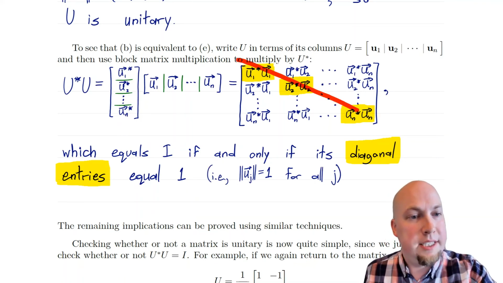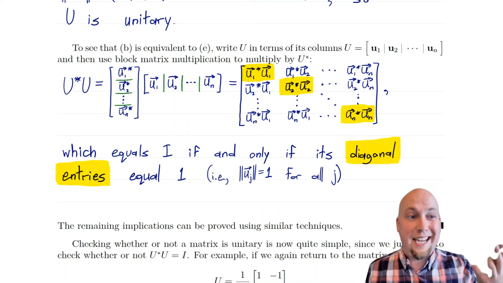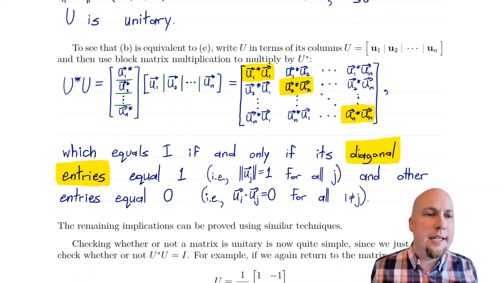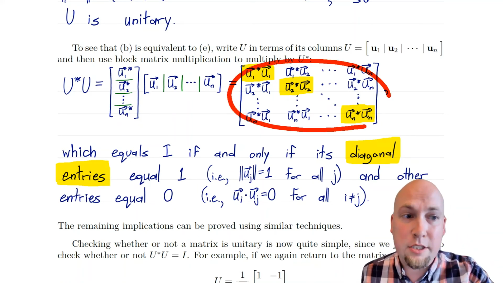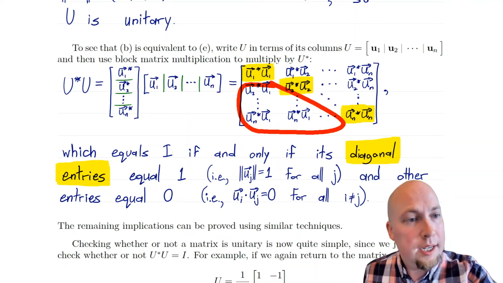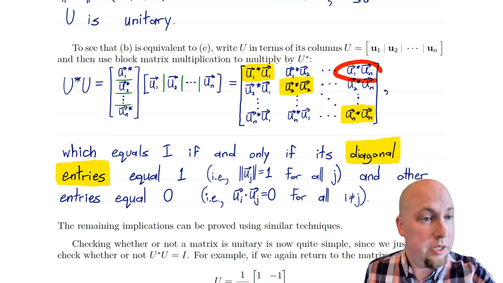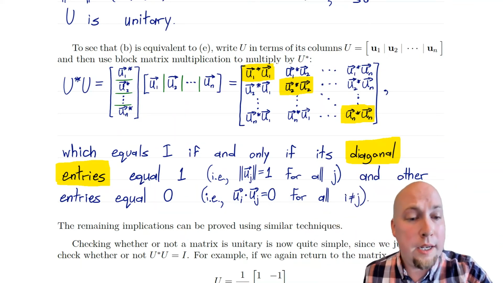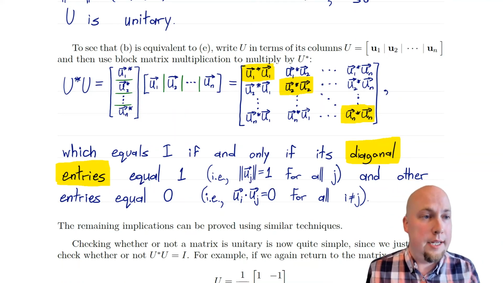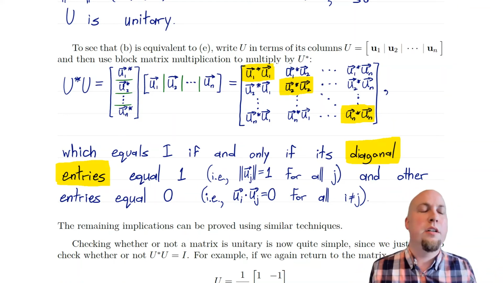So the diagonal entries equal 1 if and only if every vector in this set, every column of U, has length 1, has norm induced by the inner product 1. Okay, and now look at the off-diagonal entries. If this is the identity matrix, we need all of the off-diagonal entries to equal 0. So we want U1 dotted with U2 to equal 0, U1 dotted with UN to equal 0, and so on. We want UI dotted with UJ to equal 0 whenever I doesn't equal J. In other words, this is equivalent to these columns being orthogonal to each other.